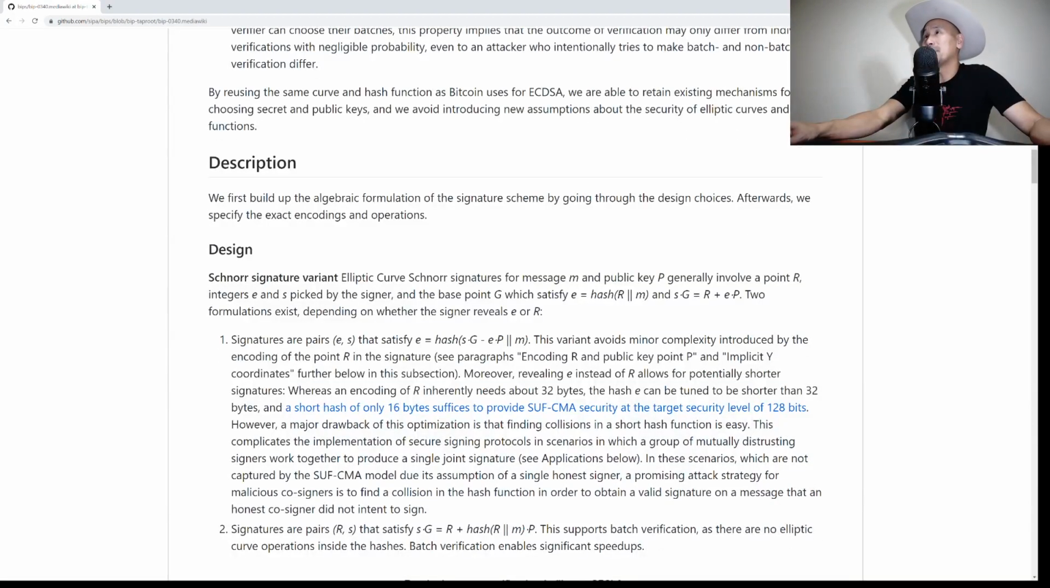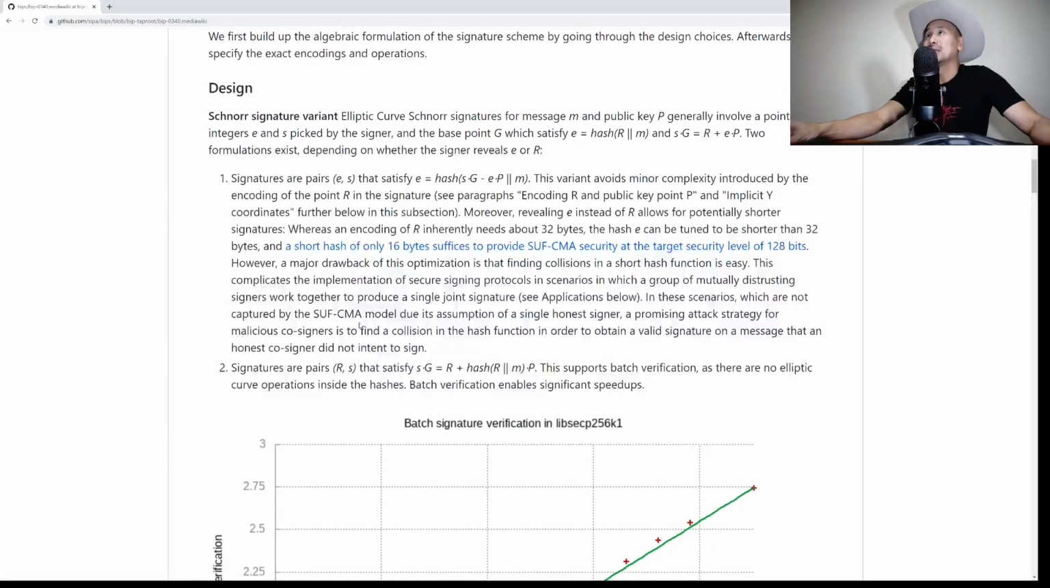Description. We first build up the algebraic formulation of the signature scheme by going through the design choices. Afterward, we specify the exact encodings and operations. Great. Design. Signature, Schnorr signature variant.